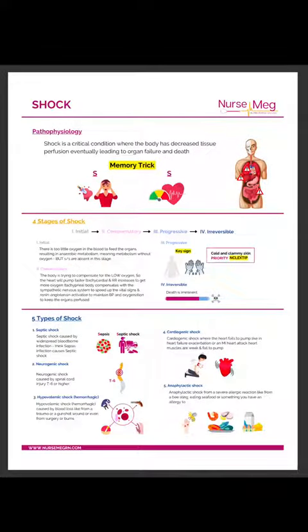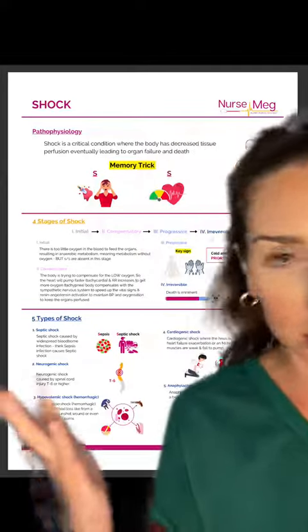The 4 stages are, first, initial. There's too little oxygen in the blood to feed the organs. You're gonna have some anaerobic metabolism. The metabolism is happening without oxygen, essentially.